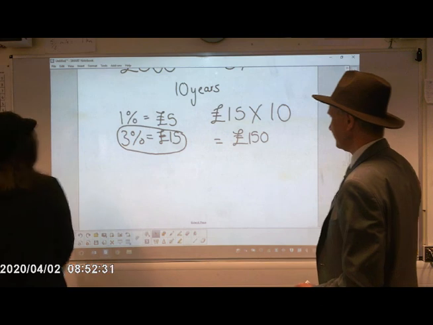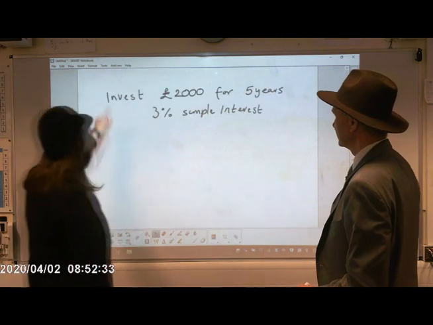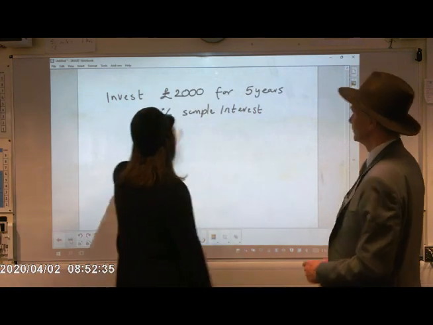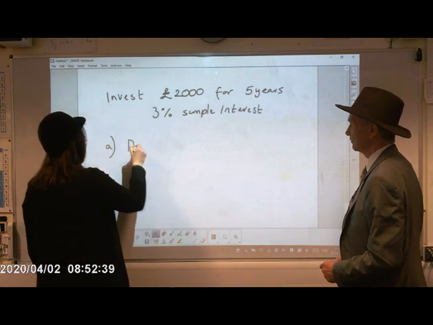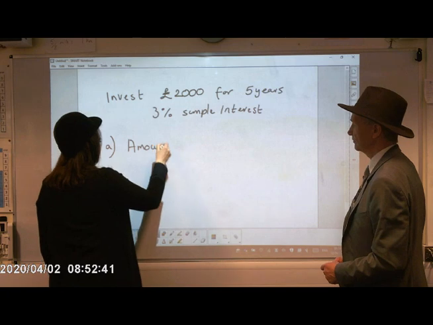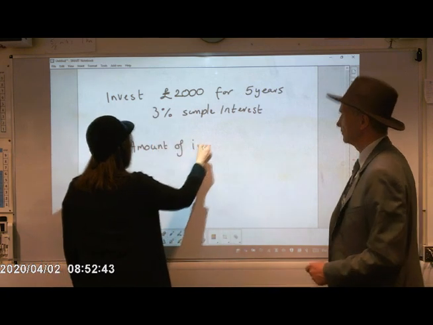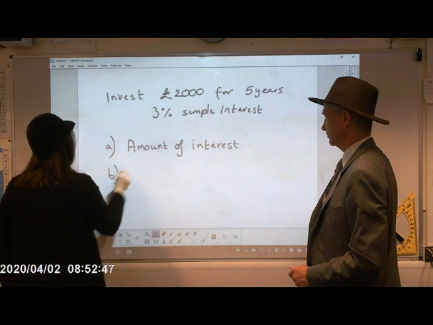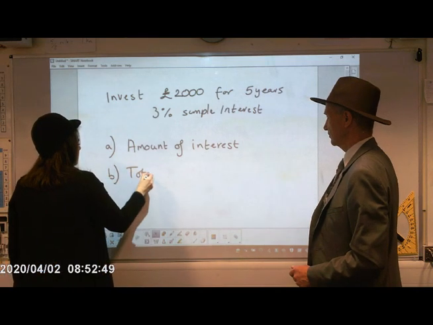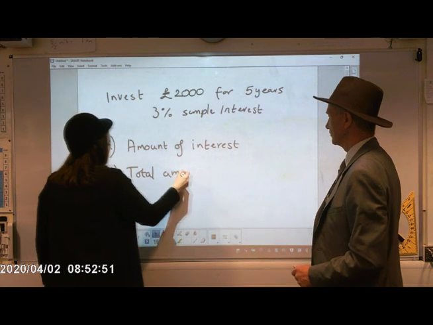Okay, so this next one is just to practice again. We're going to invest £2,000 for 5 years, 3% simple interest. We're going to find the amount of interest, and we are also going to find our total amount at the end of the 5 years.